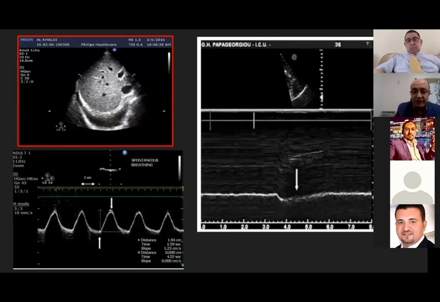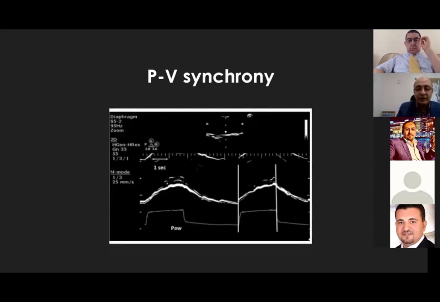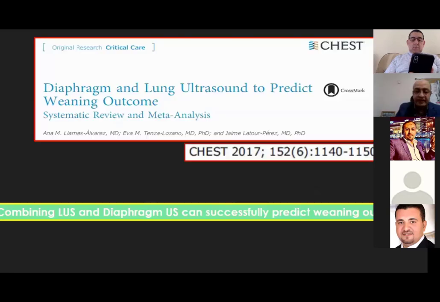So this diaphragm is either very weak or even paralyzed. You can diagnose patient-ventilator synchrony with ultrasound. If you have the ventilator cycle on the machine monitor and you have the excursion up and down, you can see if they are consistent together. Whether the inspiratory time of the mechanical ventilator is consistent with the excursion or not is how you diagnose patient-ventilator synchrony.